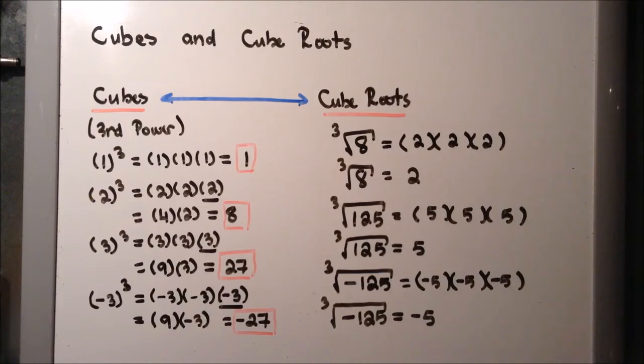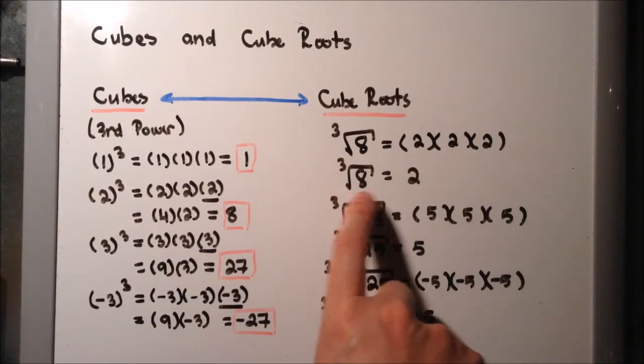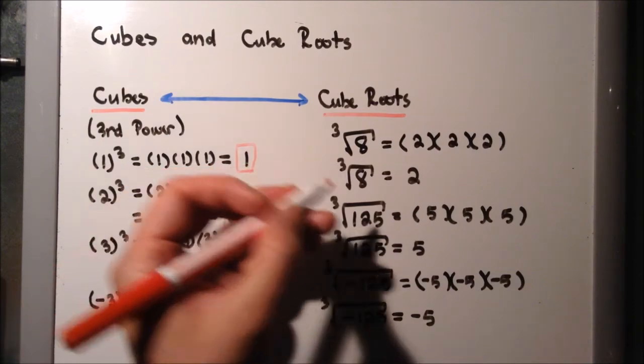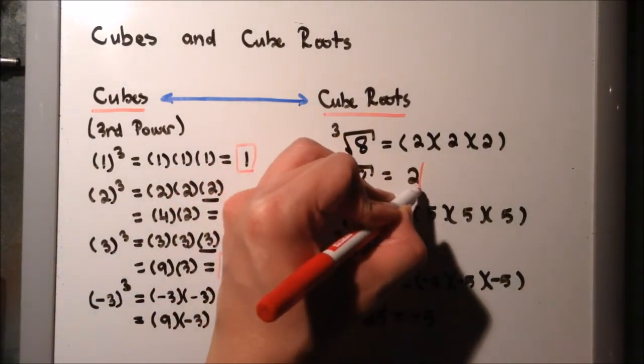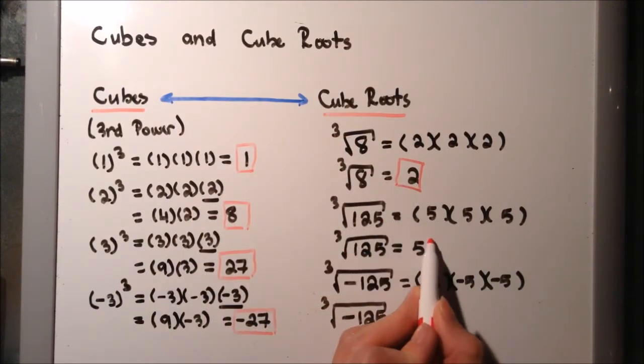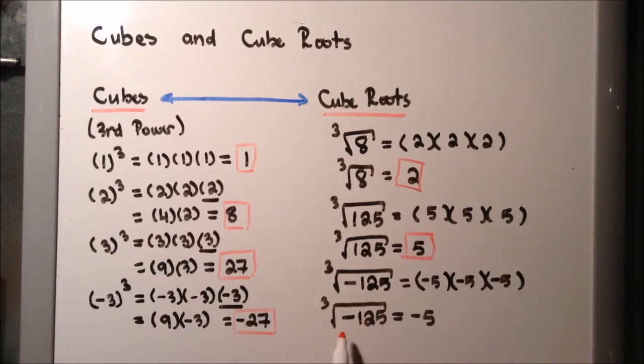So, to review, if you're doing the cube root of positive numbers, it would be positive. If you're doing the cube root of negative numbers, it would be negative. So the cube root of positive 8 is positive 2. The cube root of positive 125 is positive 5. The cube root of negative 125 is just negative 5. So this is different from square roots, where you have two answers, positive and negative. But when you do cube roots, your answer is either positive or negative based on what you have at the very beginning.